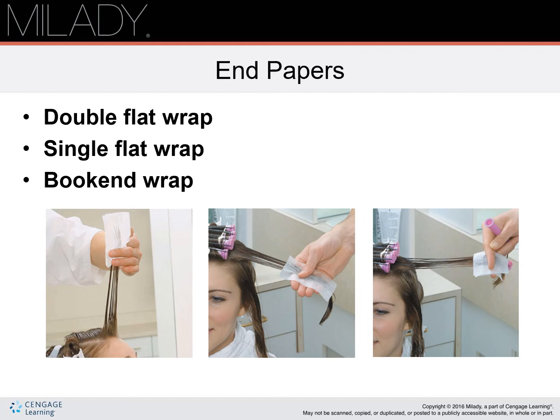So you have 3 different kinds of wraps that you can do with these end papers. The first one is a double flat wrap. Personally, this is what I use. This is how I was taught. It's easier for me. You can use whatever works for you. A double flat wrap uses 2 end papers, one placed under and one over the hair strand. Both papers must extend past the hair ends. And what I mean by that is this is the hair ends right here. You can see the papers need to extend past that, not here where the hair is sticking out.